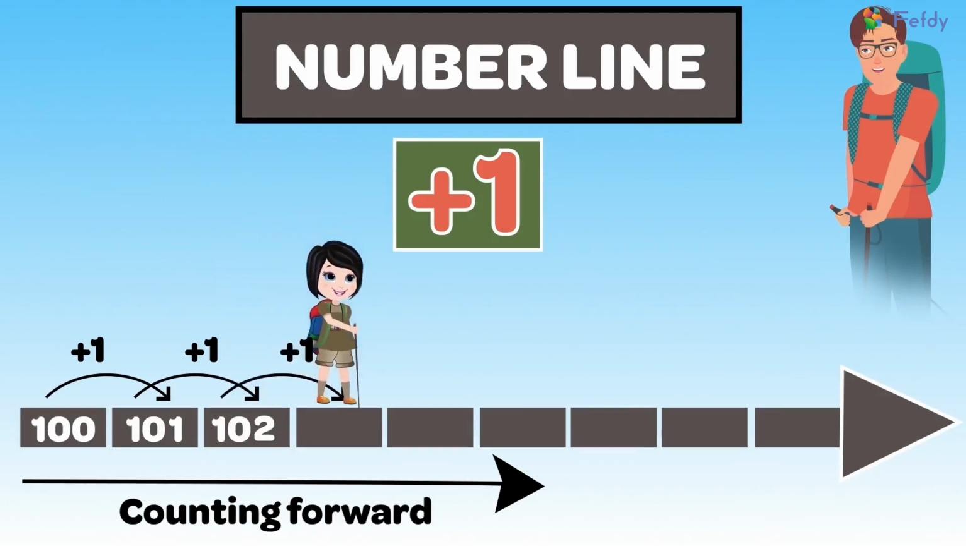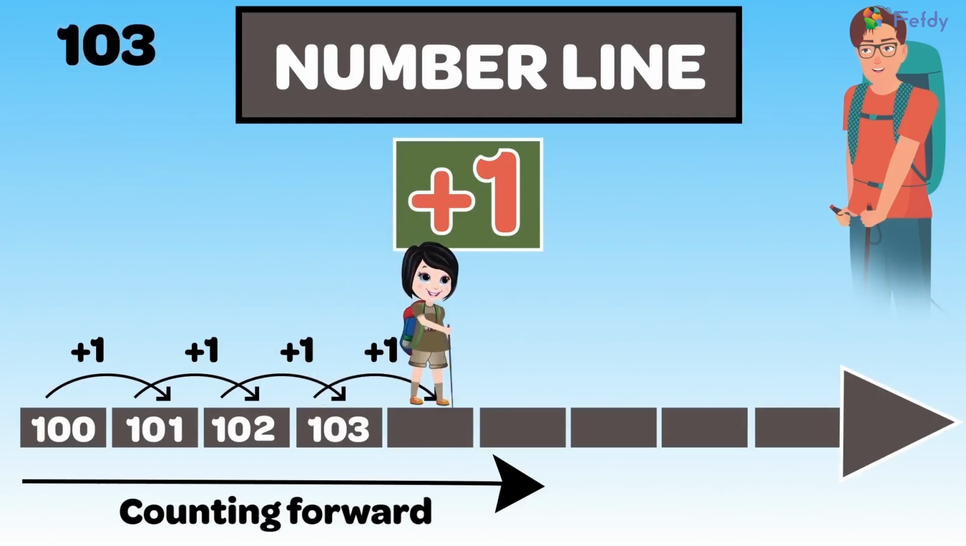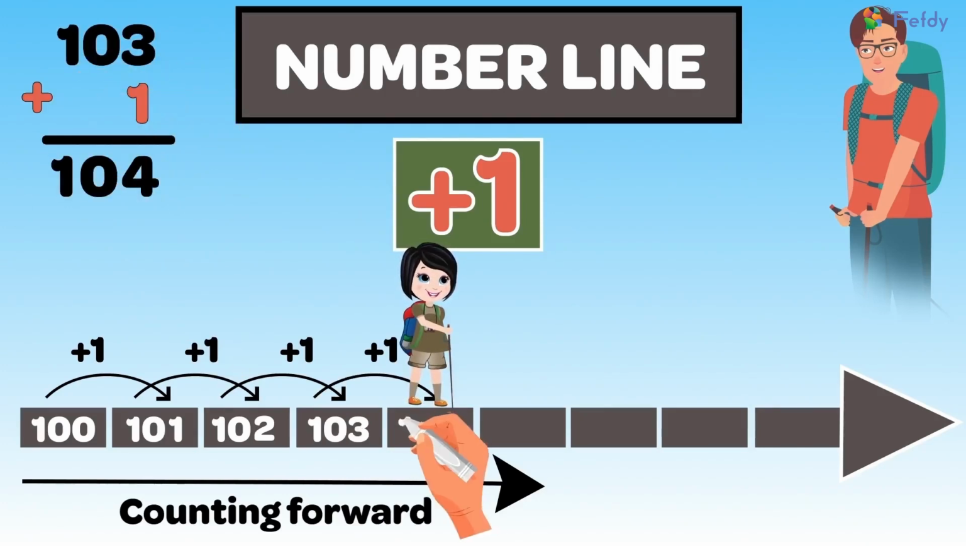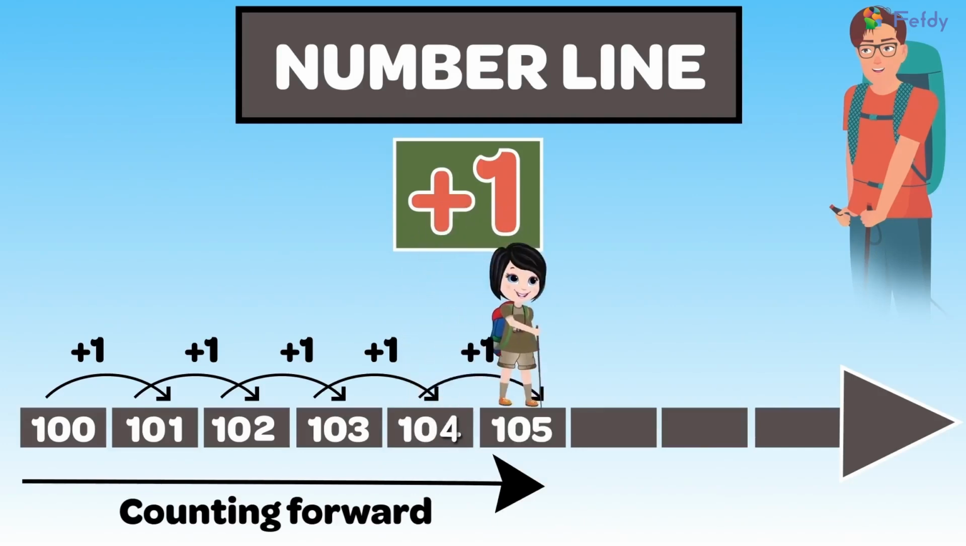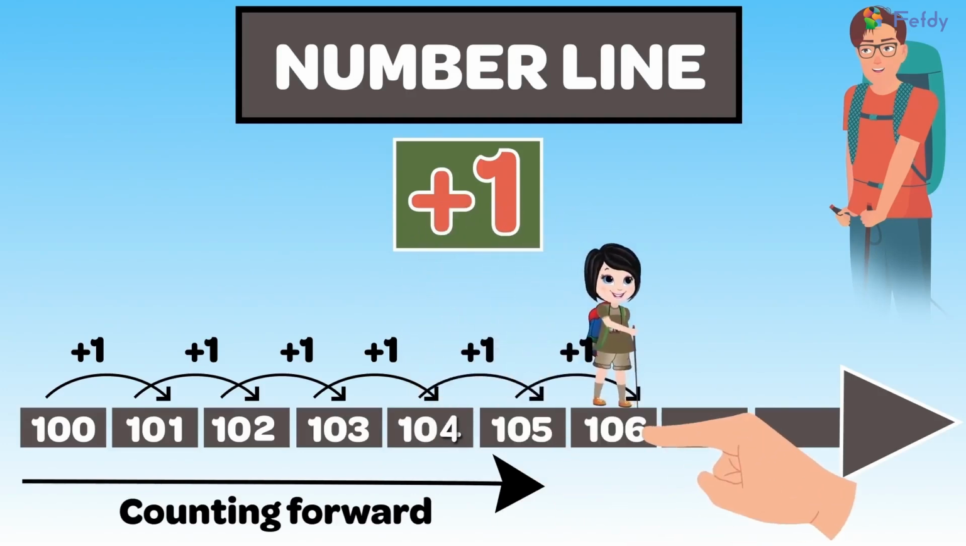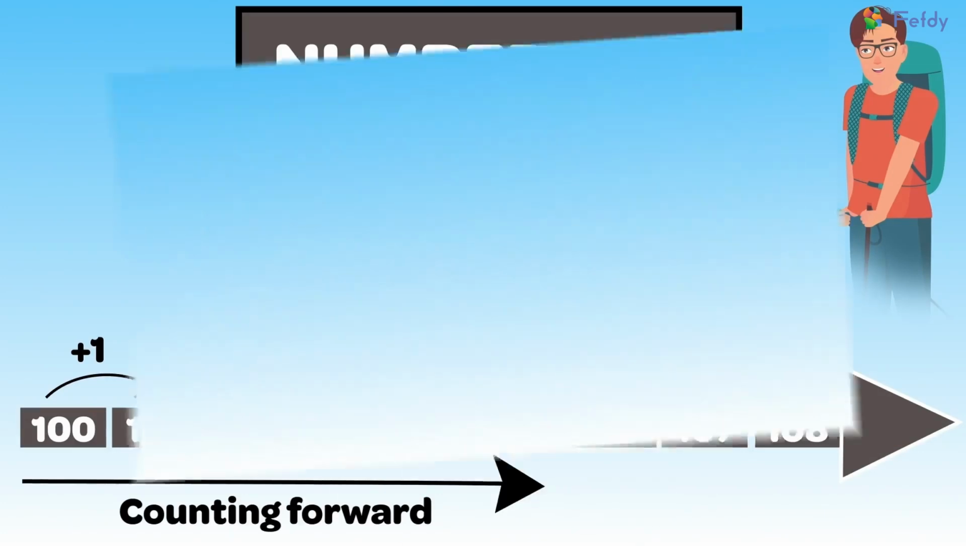102. 102 plus 1, 2 plus 1 equal to 3. 103. 103 plus 1, 3 plus 1 equal to 4. 104, 105, 106, 107, 108.